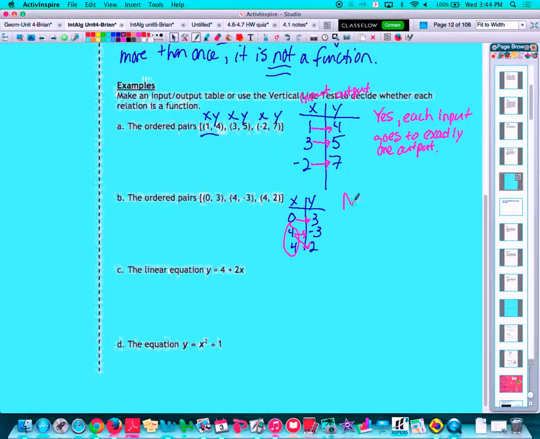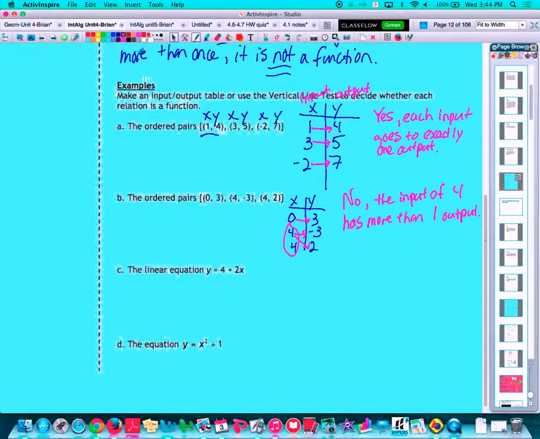So this is not a function. No. The input of 4 has more than one output. So it is not a function because of that. An input has to go to exactly one output for it to be a function.